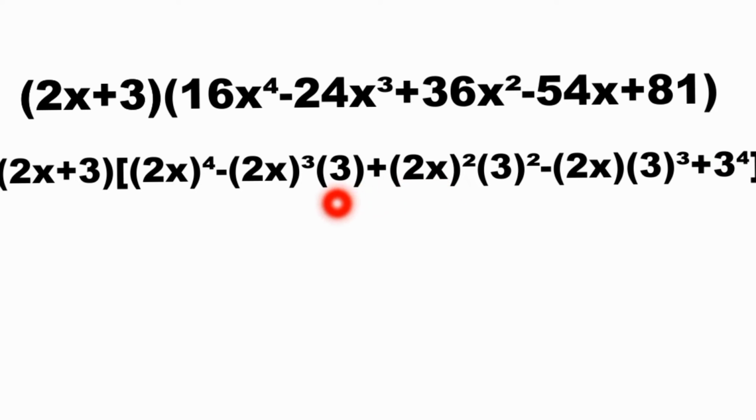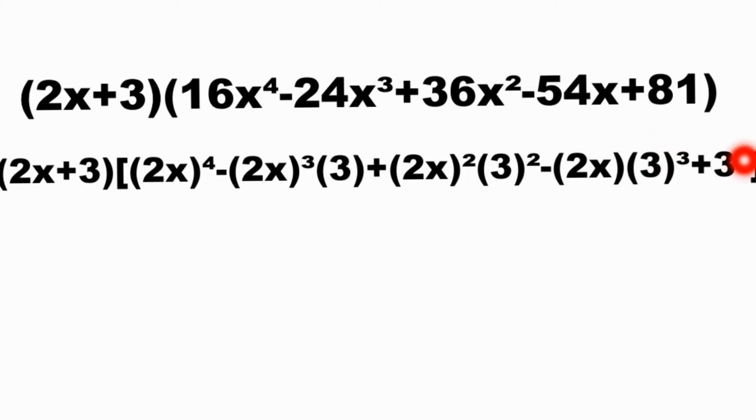So we have here, this can be traced from 2x, which has a descending power from 4, 3, to 1, and for the 3, the power is ascending, to the power 1, to the power 2, to the power 3, and to the power 4.